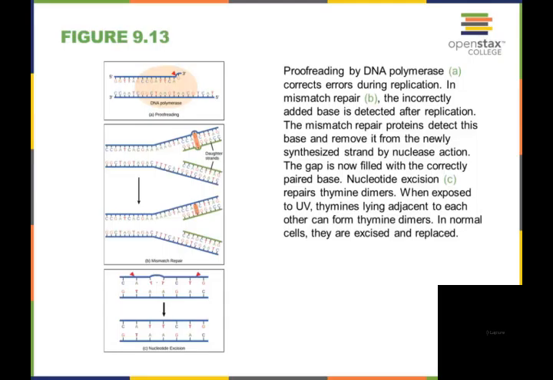So with nucleotide excision, here is where you have thymine dimers. When DNA is exposed to UV light, you can have the thymines next to each other form a dimer. And they are no longer going to be read as two A's when they do that. So in normal cells, they get excised and replaced so that you don't end up with a mutation.